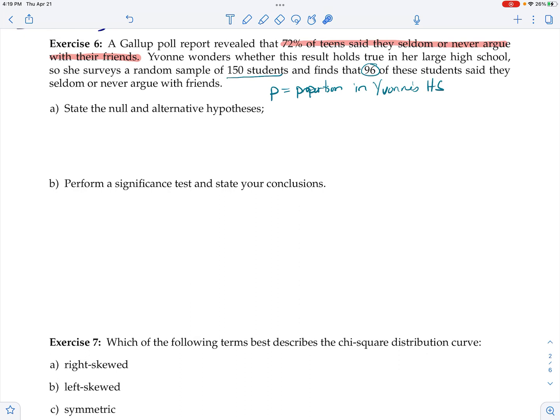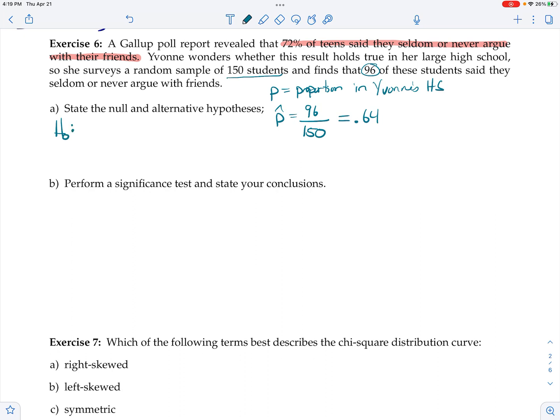So we're asked to begin by stating the null and the alternative hypothesis. Before we do that, we might go ahead and compute p hat. From the sample, we can see that 96 out of the 150 say that they rarely or never argue. You can compute that and get 0.64. And now we can state the null and the alternative hypothesis.